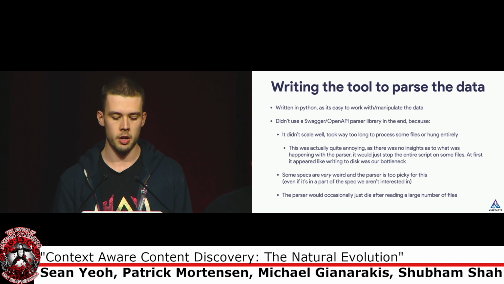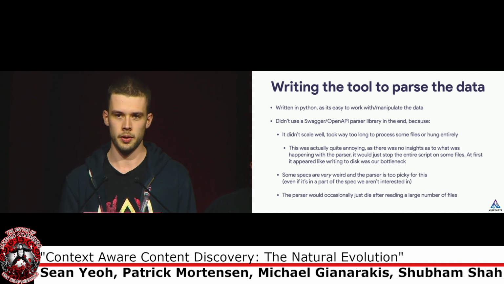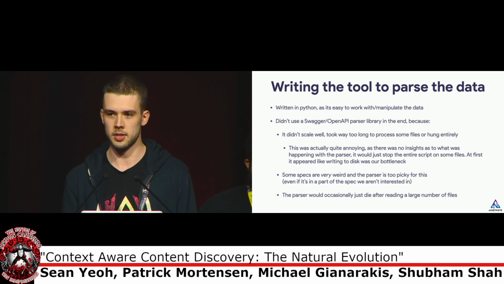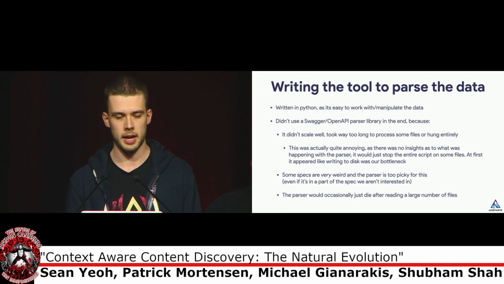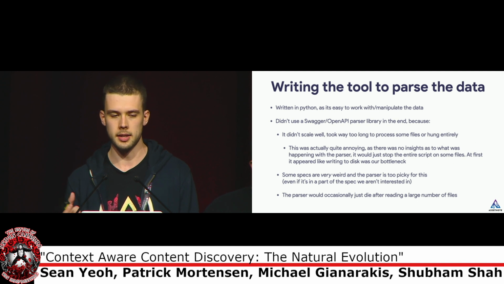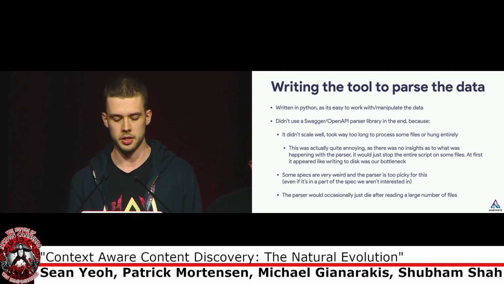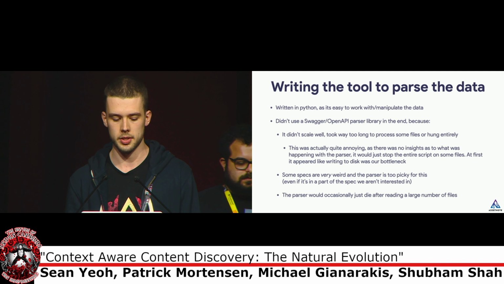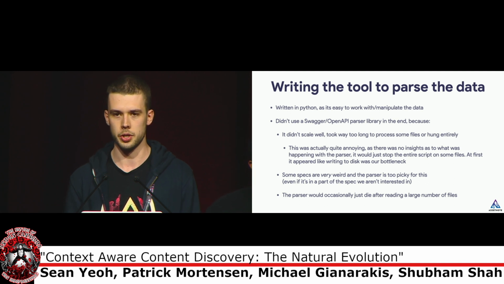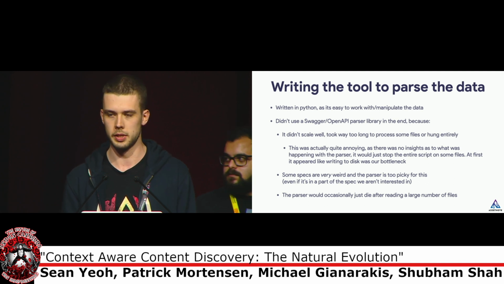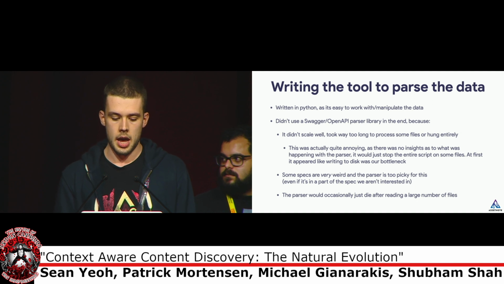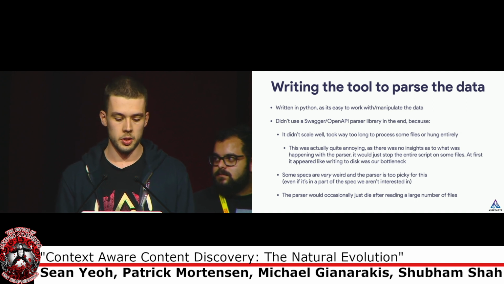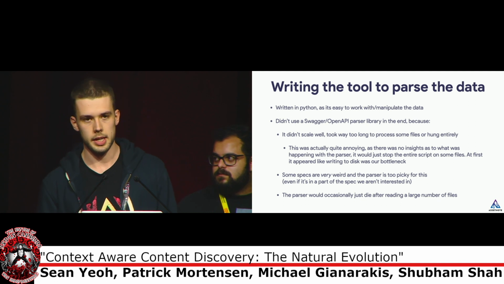And some specs are very weird, and the parser is too picky for it. So we may have a mostly valid spec with a field that doesn't quite conform to the Swagger spec, and that data might be irrelevant, but we still want to include the rest of it. So there are limitations when using the Swagger library to parse that that we weren't able to get past. So we just ended up writing our own version, which is basically just reading a bunch of dictionaries. And occasionally the parser would just die when reading a large bunch of files.